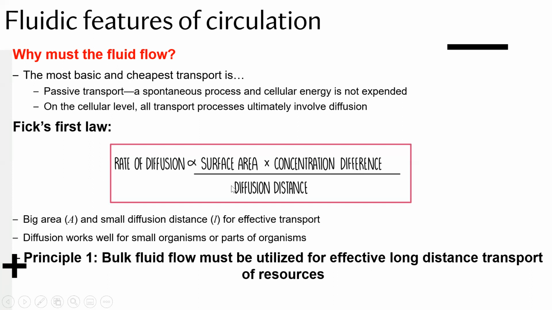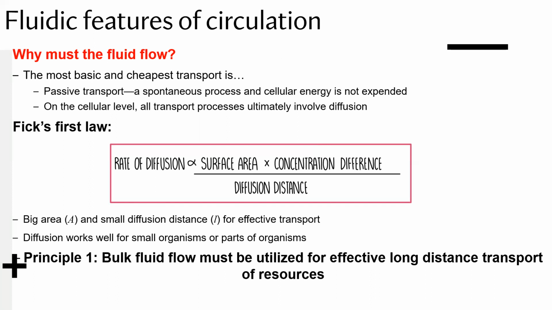The reason is that, if you look at this equation, the rate of diffusion is proportional to the surface area. So if you increase the exchange surface area, it's going to diffuse faster. The concentration difference, of course, if it's greater, then it's going to diffuse faster. And if you change the diffusion distance, it's going to have an inverse effect, because if you make it longer, then it will take longer, so the rate is going to be reduced.